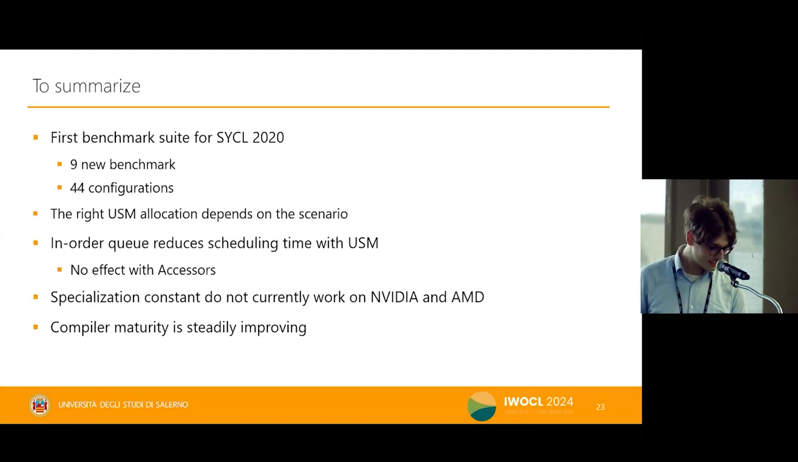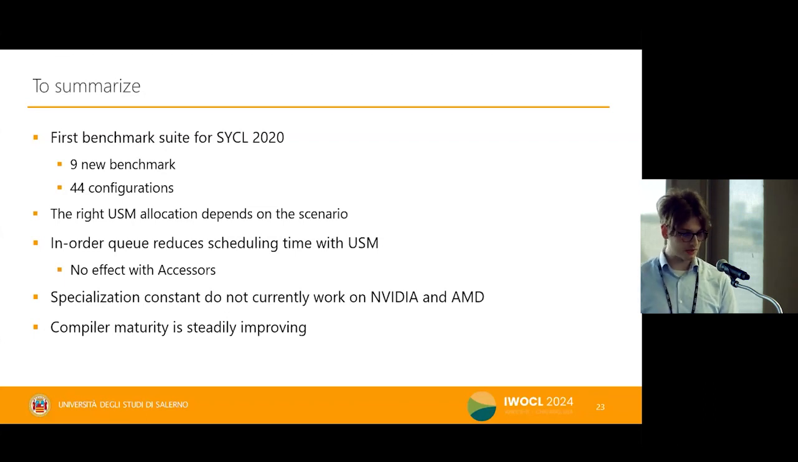Oh, sorry. So to summarize, this was the first benchmark suite for SYCL 2020, with 9 new benchmarks and 40 configurations. Some of the points that we have here: the right USM allocation depends on the scenario. We see that host allocation can actually work pretty well sometimes, depending on the ratio between the operation and the host of the device. In-order queues can significantly reduce the scheduling time in USM. There is no particular effect on accessors. Specialization constant has some problems working on NVIDIA and AMD.